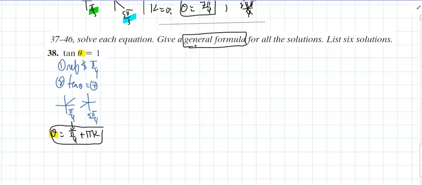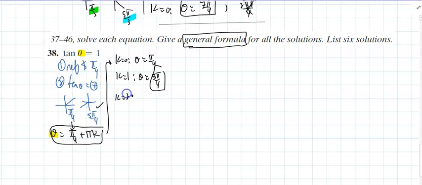And then they want us to list 6 solutions. Let k equal 0, I get theta to be pi over 4. Let k equal 1, I'll get theta to be pi plus pi over 4, that's 5 pi over 4. K equal 2. Theta will equal, well, from pi over 4 to 5 pi over 4, add another 4, that's 9 pi over 4.